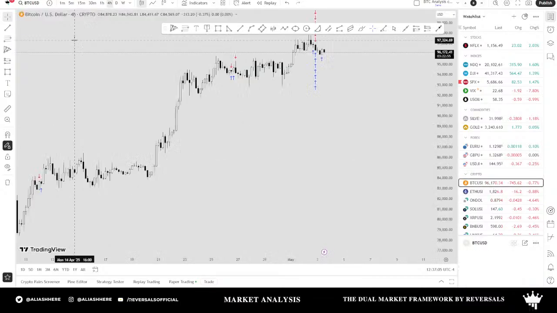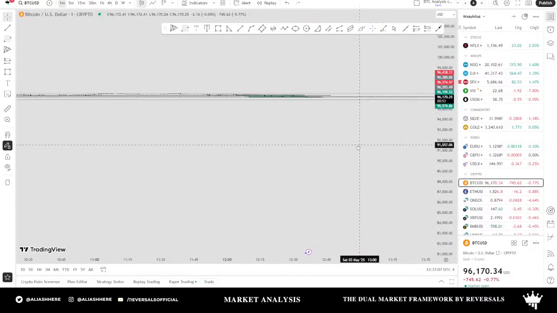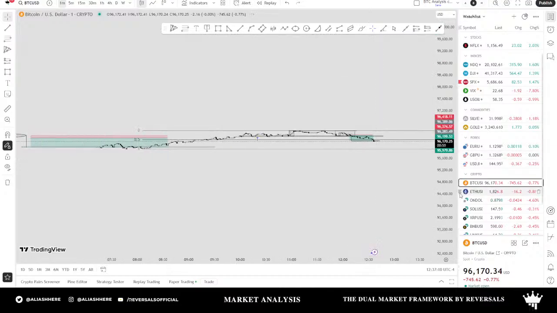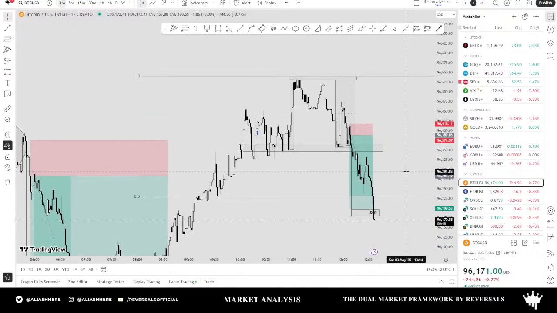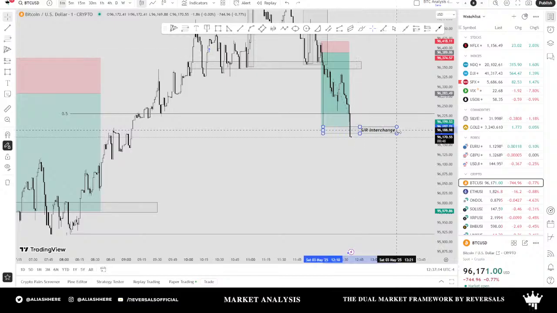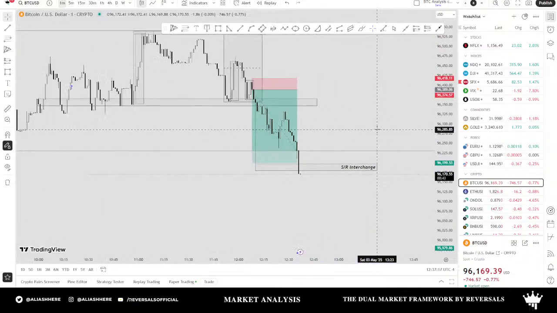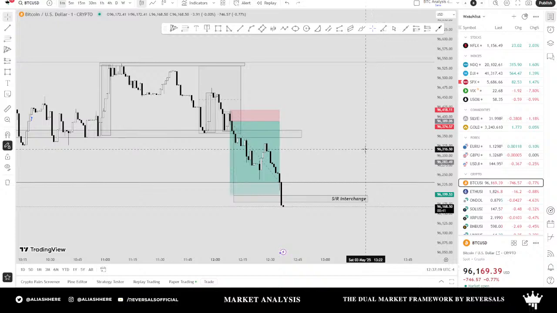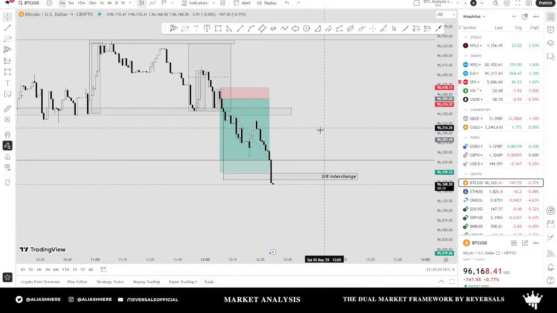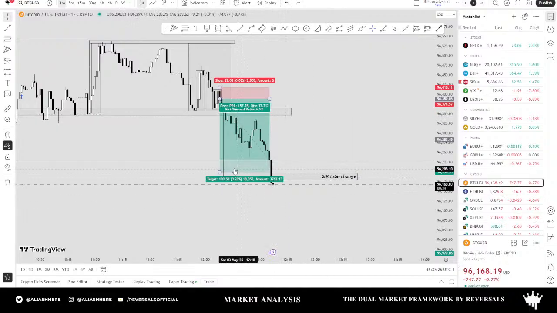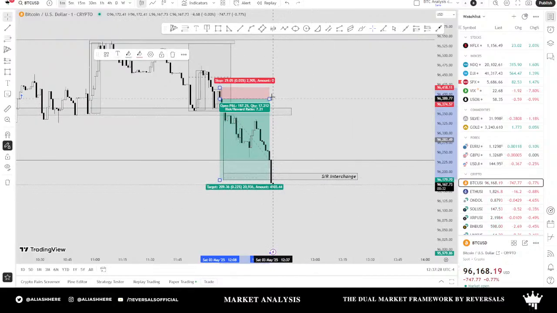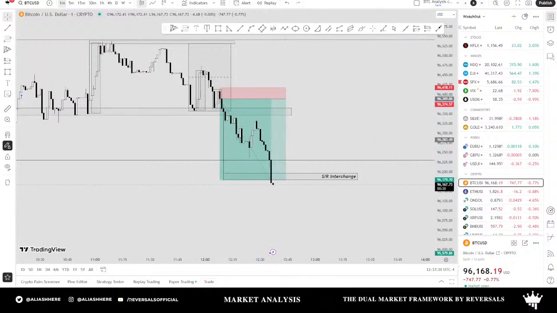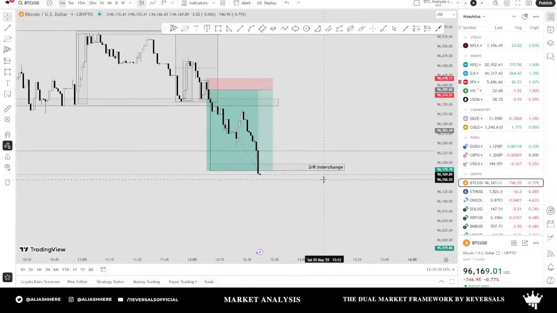Exactly the same thing we're doing on a minute chart for BTC. And here we go. We have the SR interchange. Now the supply can be doubled, or let's see. This is the potential reversal area. Let's see how this turns out.